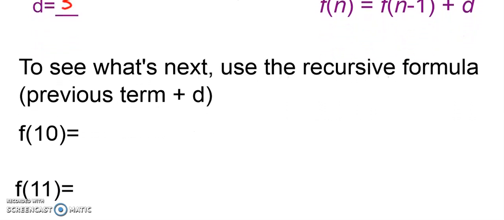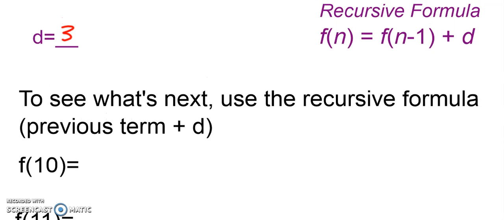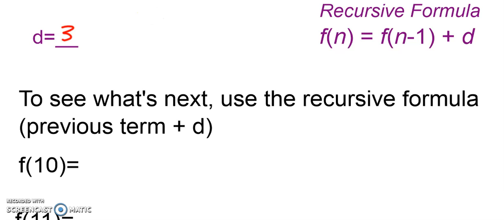So if we have f of 10, the way we're going to find the 10th term is we're going to be using the previous term, which is what we're talking about when we say f of n minus 1, and the term before the 10th term would be the 9th term. So if I take the 9th term and I add my common difference of 3, so that's what we mean by D, then I will get the 10th term.